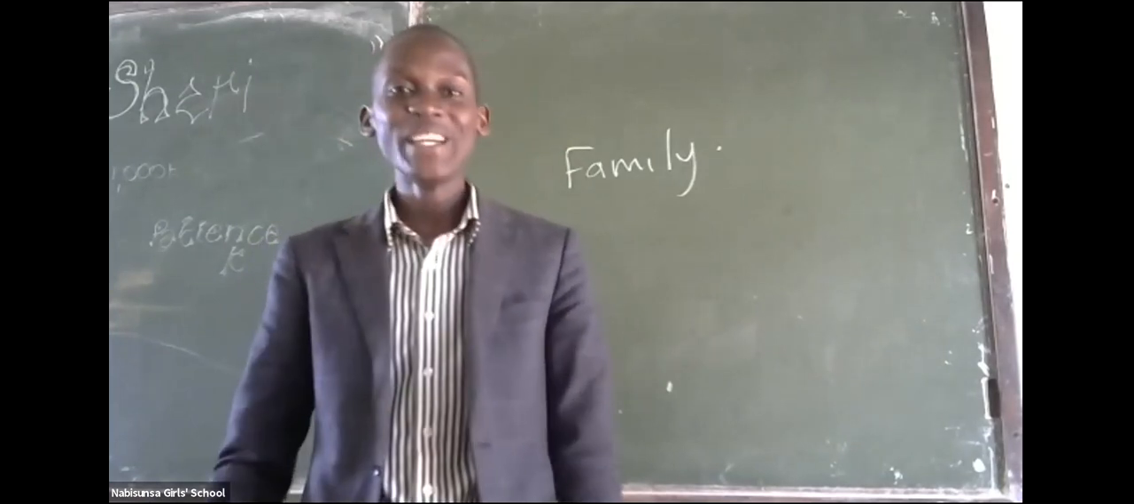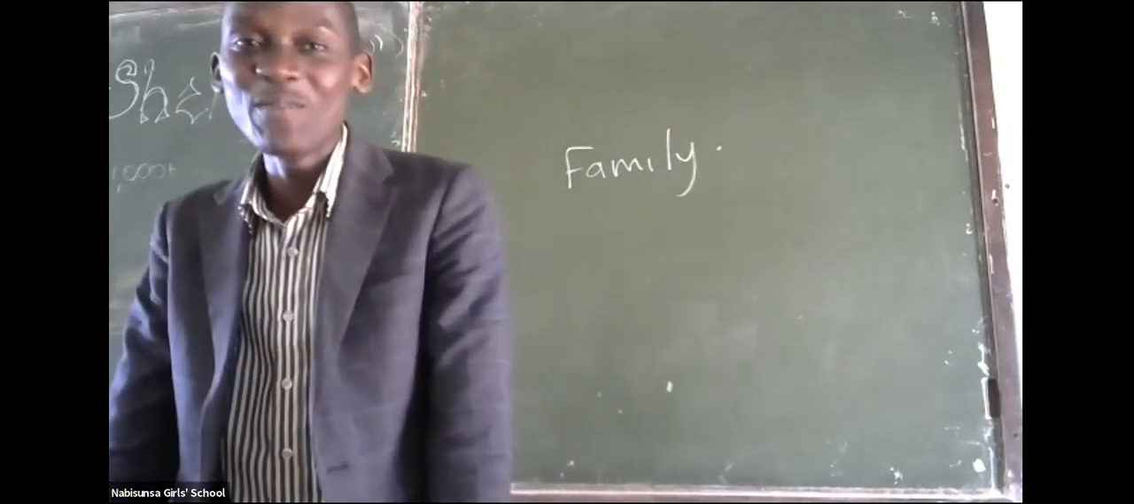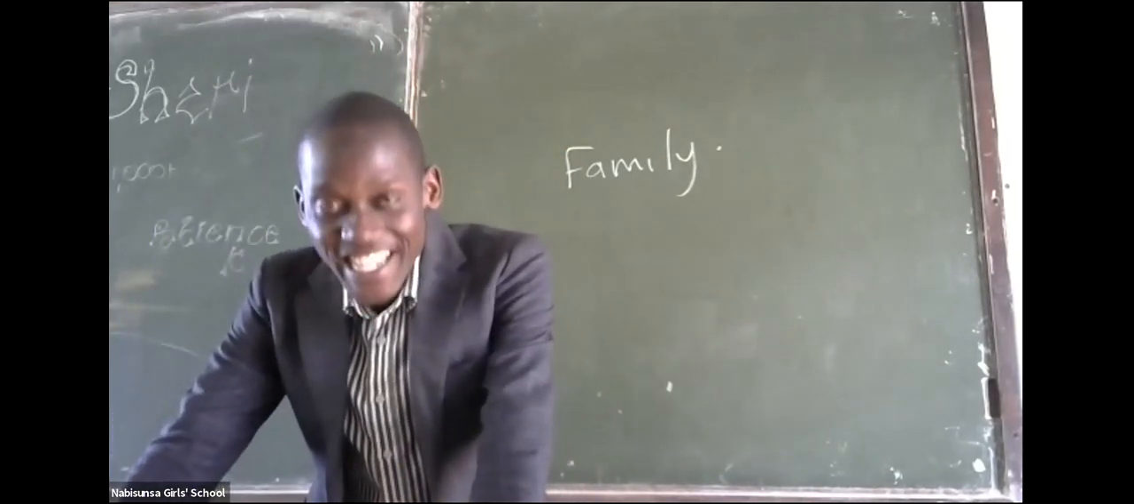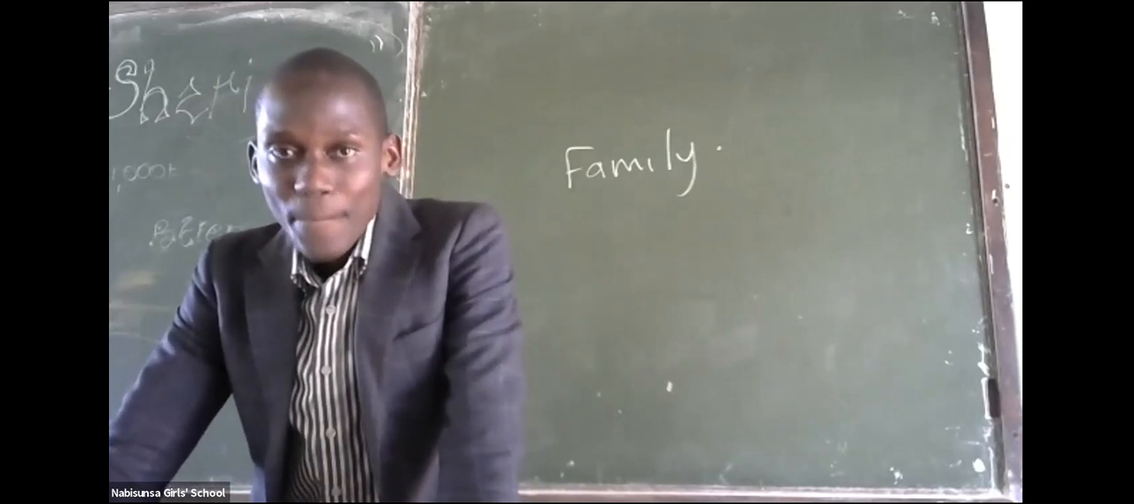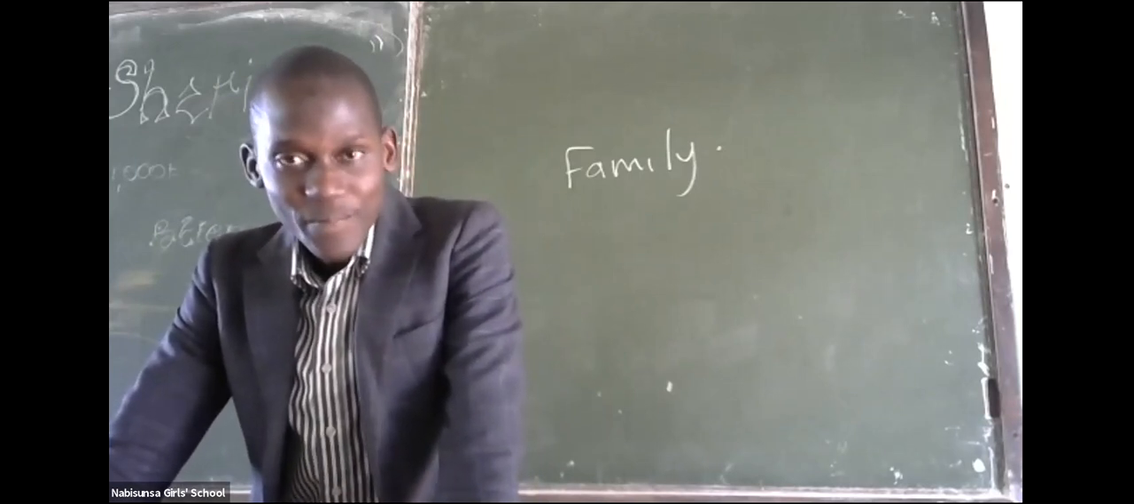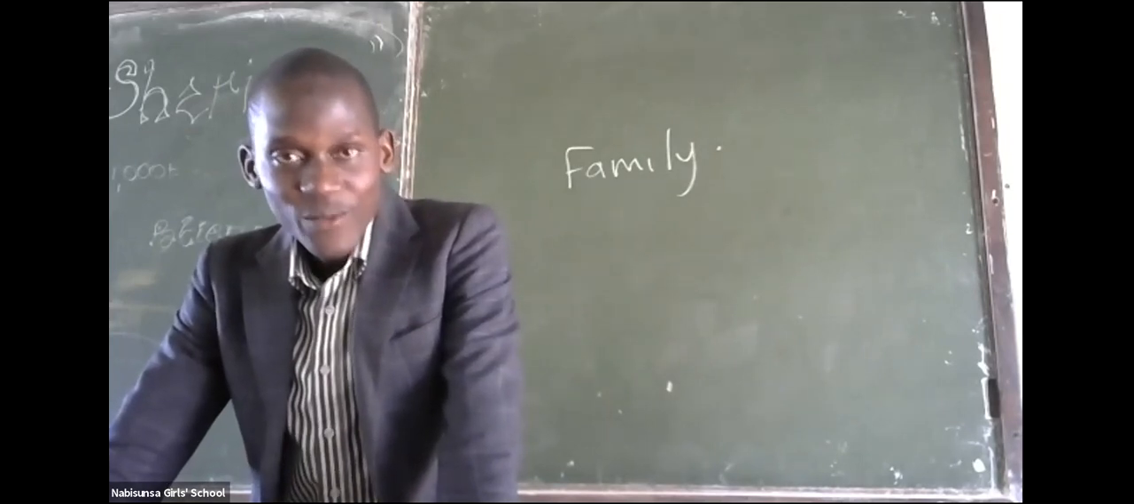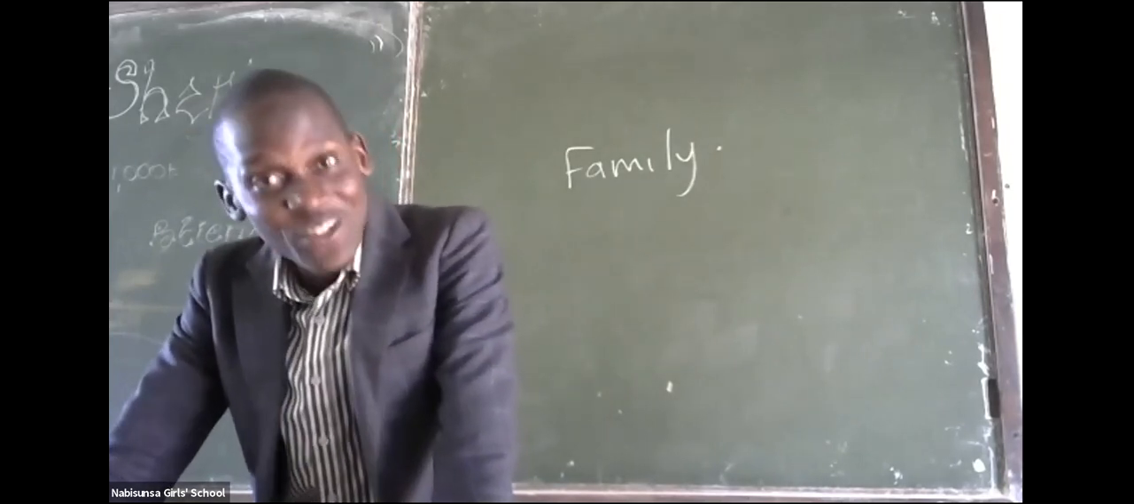Excuse me, teacher. Okay, I've also got the definition of a family. Yes. A family is a group of people who are related to each other. Related. You see, there are different definitions.